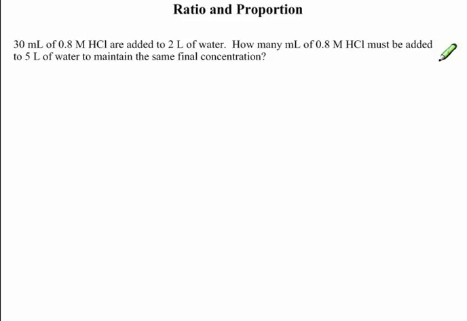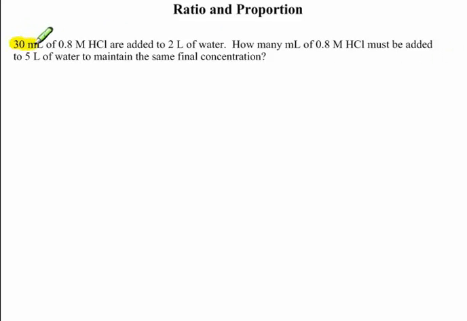In this mini clip, we will be discussing ratio and proportion. Our question reads, 30 milliliters of 0.8 molar HCl are added to 2 liters of water. How many milliliters of 0.8 molar HCl must be added to 5 liters of water to maintain the same final concentration? Before we begin, let's just highlight the key points.